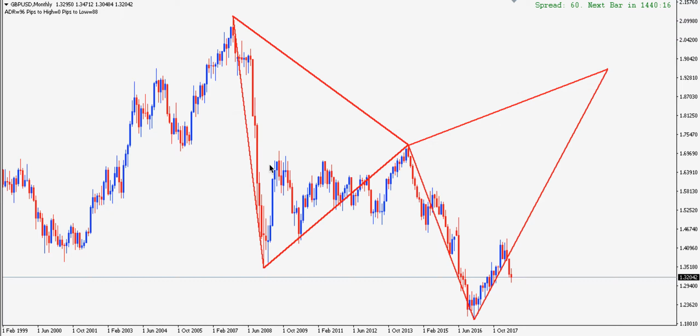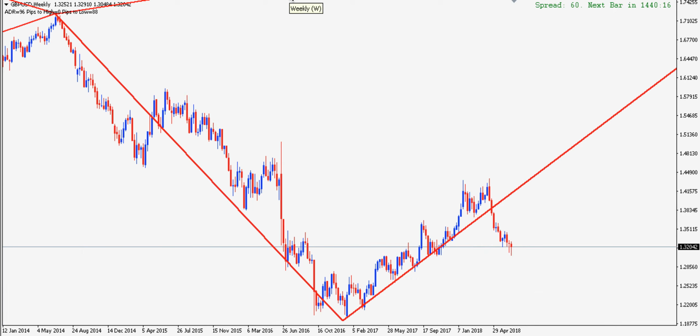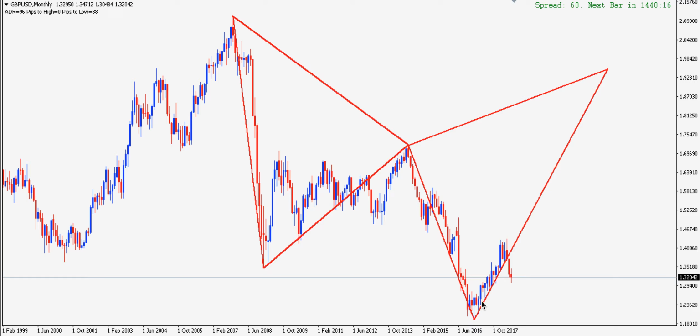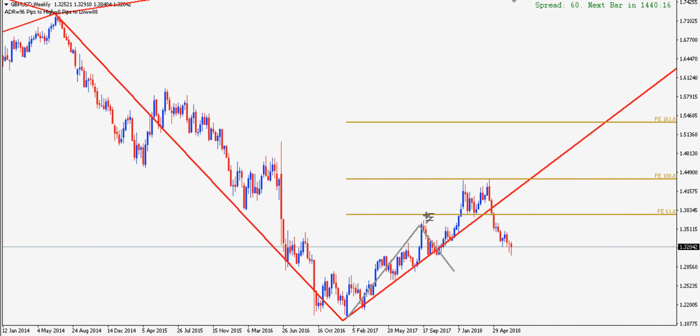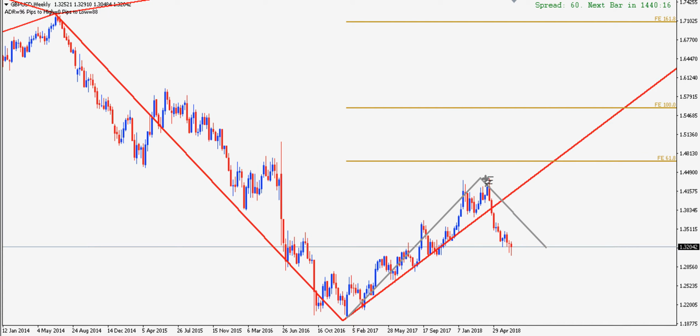Let's go down now to the weekly. So in the weekly, we know from the monthly, for one, that we're in the bullish sequence now. The C to D leg to complete this bearish pattern, which is, as we said, a bearish cipher. So we go down to the weekly, we plot out the bullish movement. So let's do that. We want to plot out this wave.